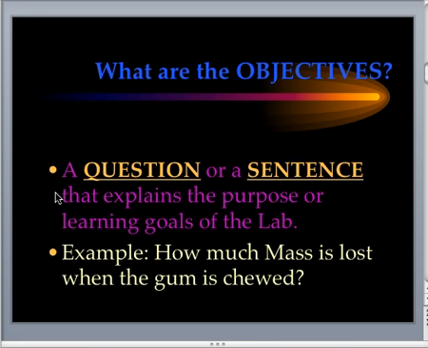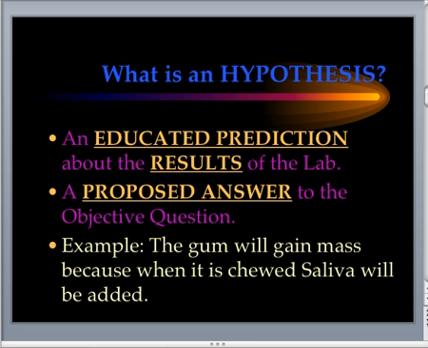The objectives are written in the form of a question or a sentence, and it explains the purpose or the learning goals of the lab. The hypothesis is an educated prediction about the results. It's also a proposed answer to the objective question. So make sure that when you write your hypothesis, you also give a because statement. You don't just randomly say what's going to happen in the lab without predicting why that's going to happen.